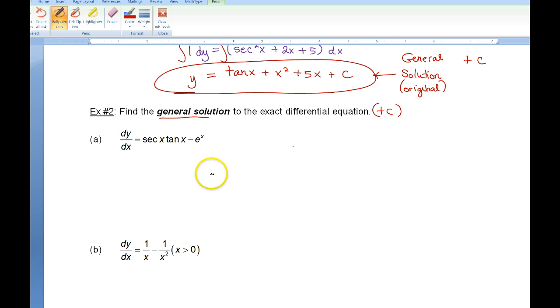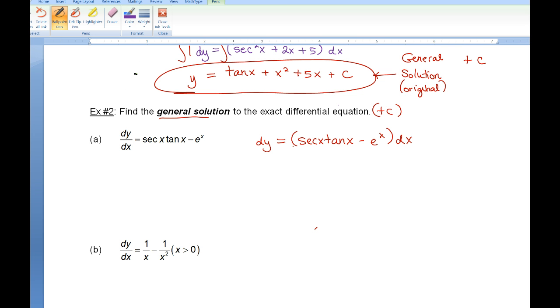What were the steps that we did? We first have to rewrite it so that it's dy equals secant x tangent x minus e to the x, and then move the dx over. Now what?